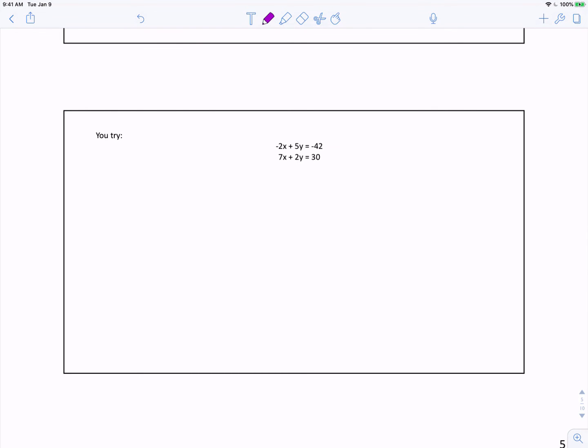And now here's one for you to try. So go ahead and pick a variable to line up. If you're lining up the x's, you'll want 14 and negative 14. If you're lining up the y's, you'll want, let's say, 10 and negative 10.